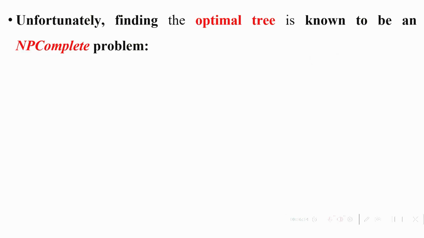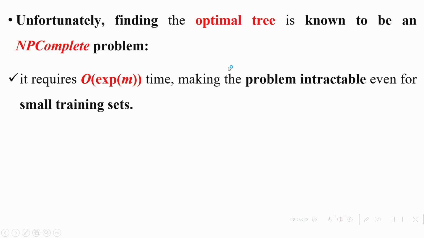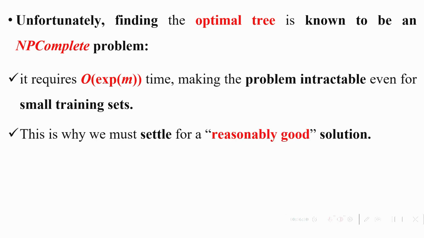Unfortunately, finding the optimal tree is known to be an NP-complete problem. It requires exponential time in m, making the problem intractable even for small training sets. This is why we must settle for a reasonably good solution. Like that, we construct the decision tree with the help of the CART algorithm. Here we are using the Gini index value. In the next video, I am going to explain one example of the CART algorithm.